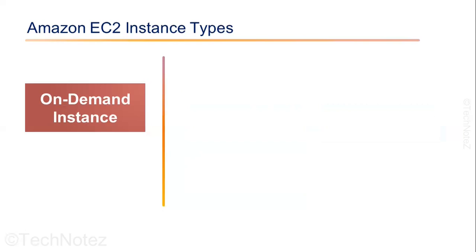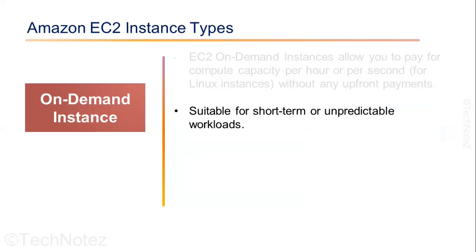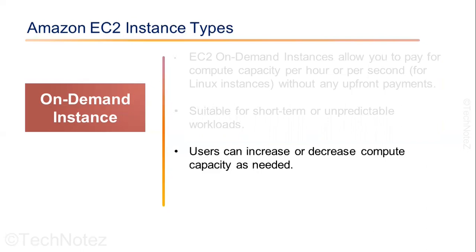Next, let's talk about the on-demand instance. EC2 on-demand instances are virtual machines that allow you to pay for compute capacity on a per-hour or per-second basis without any upfront investment. This model is suitable for short-term or unpredictable workloads and offers low-cost and flexible EC2 instances without long-term commitment. Users can increase or decrease the compute capacity as needed.